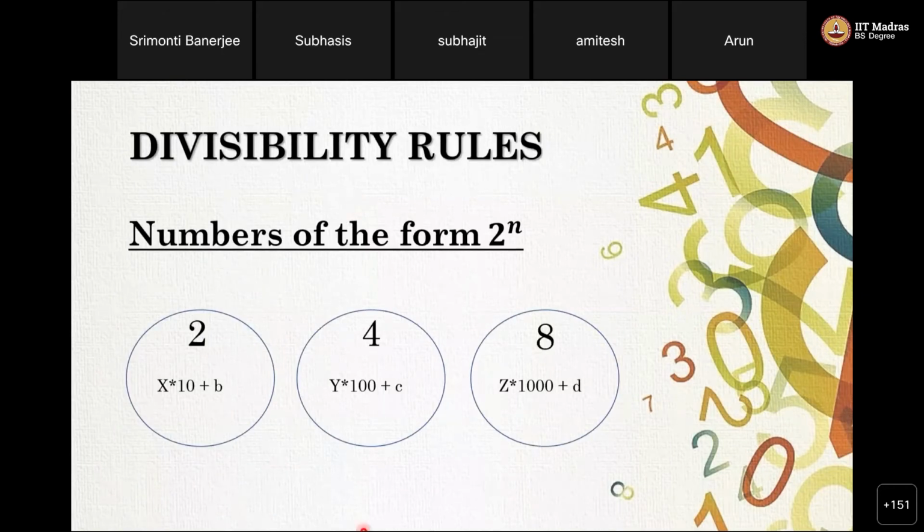Now I would like to go over some divisibility rules. All of us are familiar with the divisibility rules that we learned in our school days, right? For numbers of the form 2 power n, we had to check the last n digits to see if the number is divisible by 2 power n. For example, for 2, we had to check the last digit.